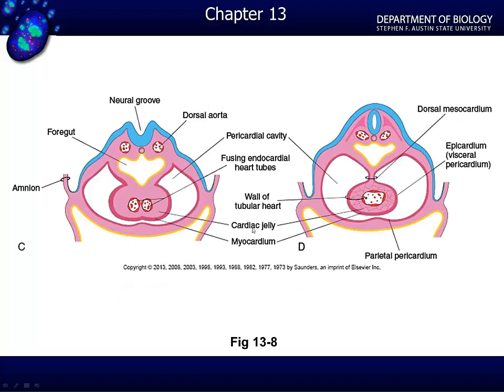So here in our illustration, we can see the myocardial layer on the outside now, the sort of spongy looking, as this artist tried to draw it, cardiac jelly region, and then the endocardium on the inside.